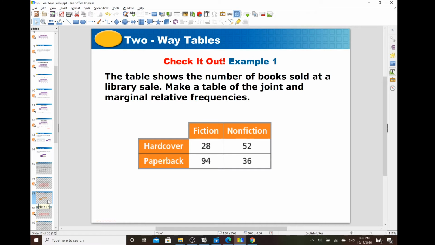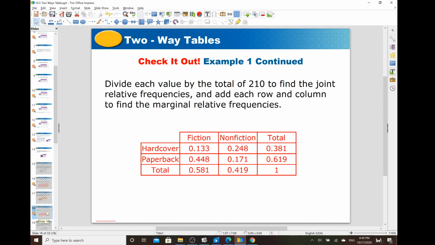Then the table shows the number of books sold at the library's sale. Make a table of the joint and marginal relative frequencies. It's quite similar to the previous one, so basically just divide by 210.